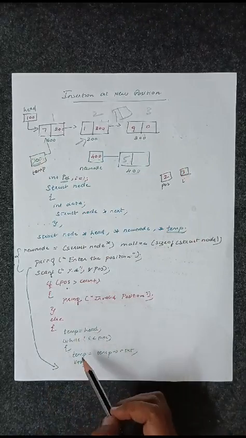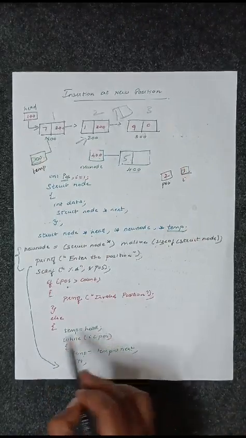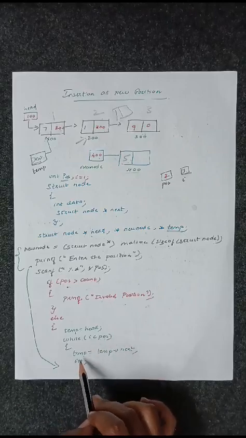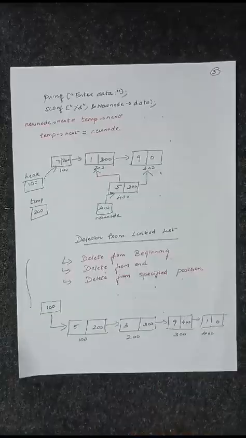Again, the loop continues. i less than position, 2 less than 2. The condition is false, so it will not enter the loop. Now the else part will work. So we will see the else part.